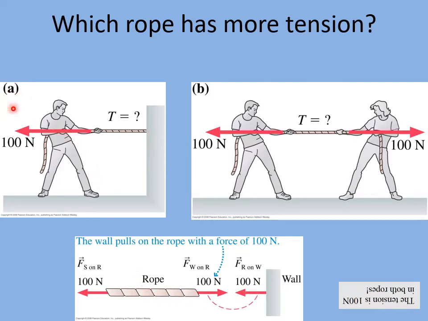So in part A, this rope has a 100 newton force pulling it to the right, caused by the wall. And so in both cases, the rope has a 100 newton force pulling to the left on one end and 100 newtons to the right on the other end. And the total force in the rope is just the tension of 100 newtons.